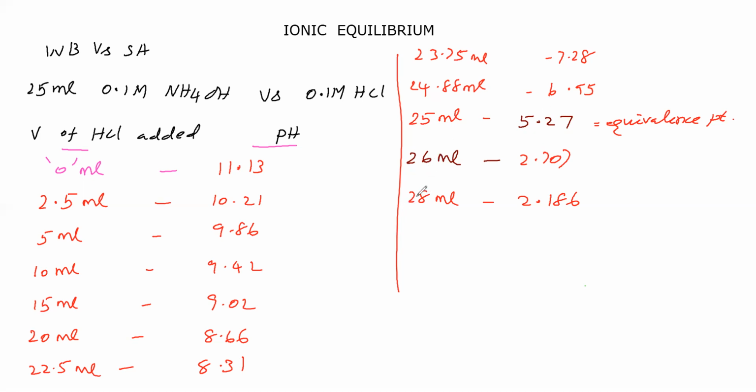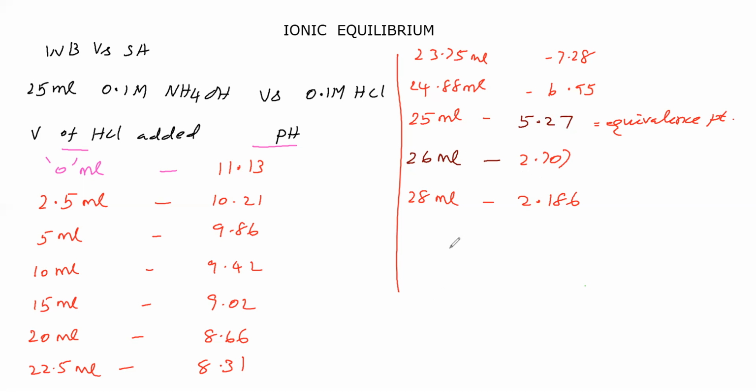Then from 26 to 28 ml, how much did we add? In the sense, 2 ml we added. How much is the pH reducing? Just 0.5 or 0.6, only this much. So near the equivalence point pH reduces much, but away from the equivalence point, pH changes only slightly, isn't it?